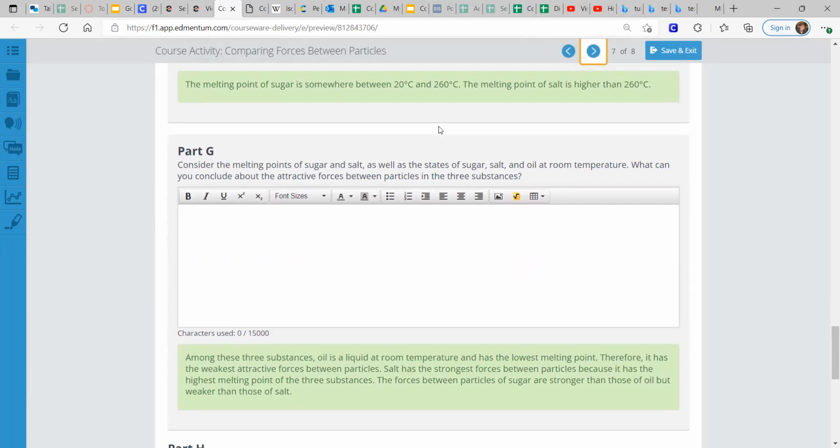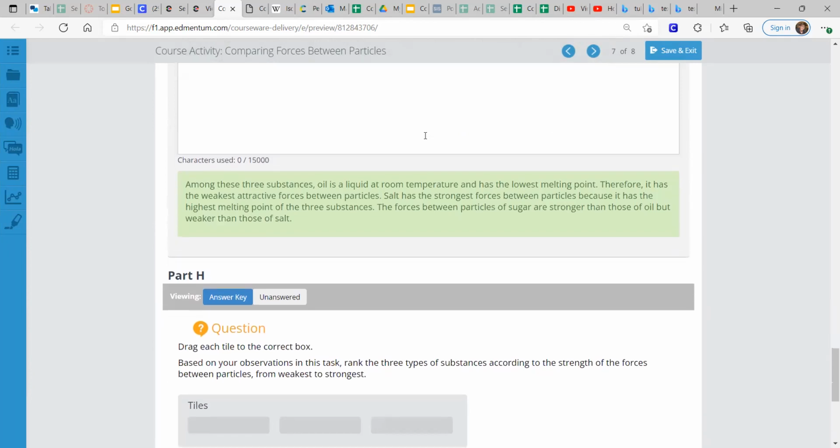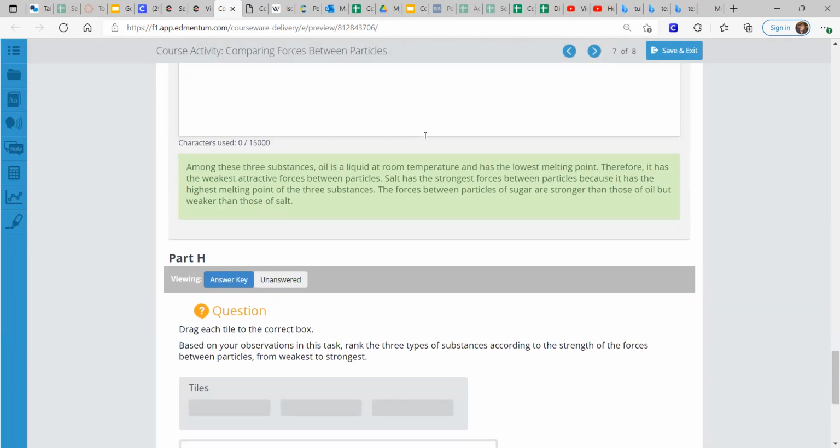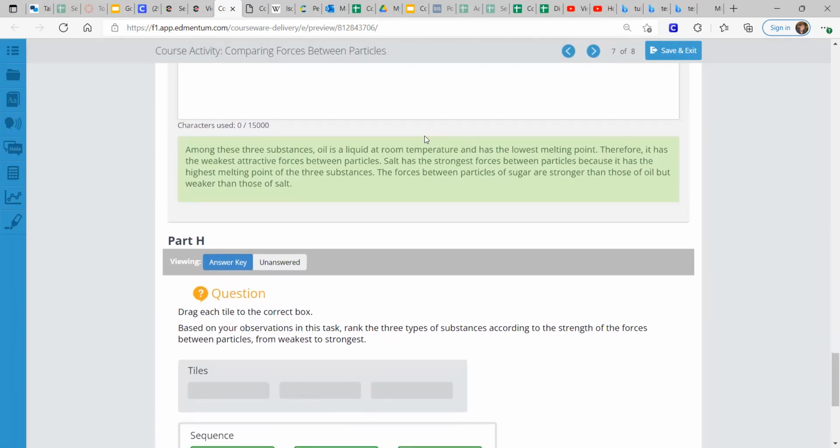Consider the melting points of sugar and salt, as well as the states of sugar, salt, and oil at room temperature. What can you conclude about the attractive forces between particles in the three substances? Among these three substances, oil is a liquid at room temperature and has the lowest melting point. It has the weakest attractive forces between particles. Salt has the strongest forces between particles because it has the highest melting point of the three substances.